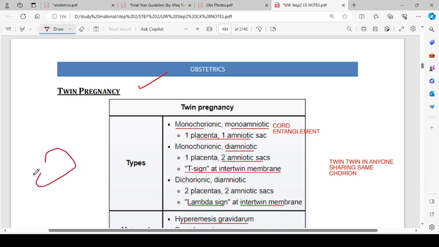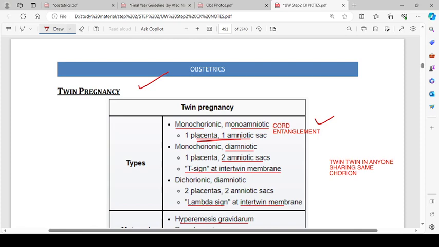Both the fetuses are in one amniotic cavity which is attached to a single placenta like this. So this is monochorionic monoamniotic twins, and they are coming from a single zygote. The monochorionic monoamniotic twins are formed when the zygote undergoes division after 13 days of fertilization. So there is one placenta and one amniotic sac, and there is a chance of cord entanglement.